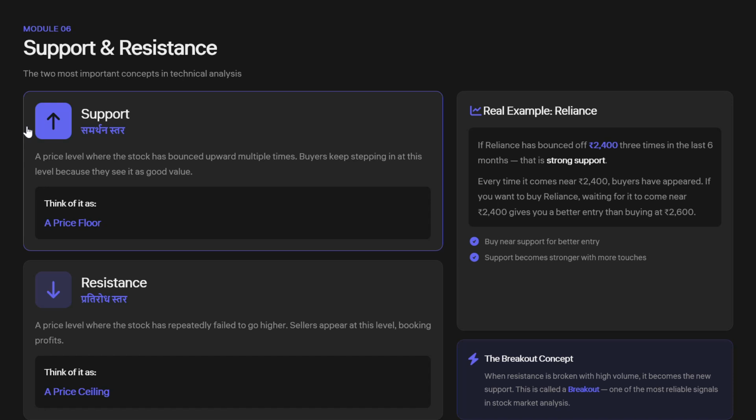Here is an example. If Reliance has bounced off 2,400 rupees three times in the last 6 months, that is strong support. Every time it comes near 2,400, buyers have appeared. If you want to buy Reliance, waiting for it to come near 2,400 gives you a better entry than buying it at 2,600. And here is the most powerful concept. When resistance is broken with high volume, it becomes the new support. This is called a breakout, one of the most reliable signals in all of stock market analysis.